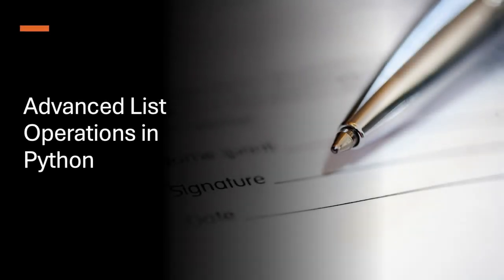In this session we're diving deeper into Python's most versatile data structure with advanced list operations. Lists are more than just a way to store data. They're a toolbox packed with powerful methods and techniques that allow you to sort, filter, slice, and even combine data with ease. Whether you're working on complex algorithms or managing large data sets, mastering these advanced operations will elevate your Python programming skills. Get ready to unlock the full potential of Python lists as we explore advanced concepts and tips that will make your coding more efficient and elegant. Let's go ahead and get started.